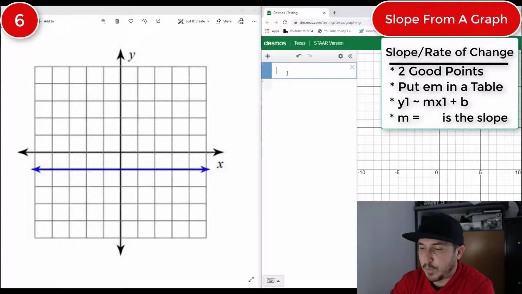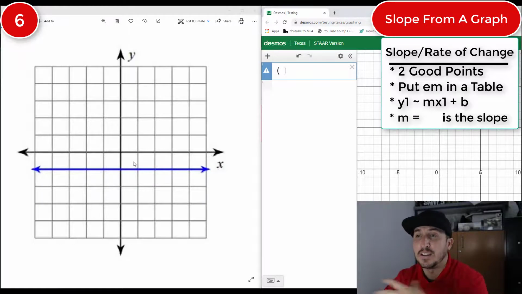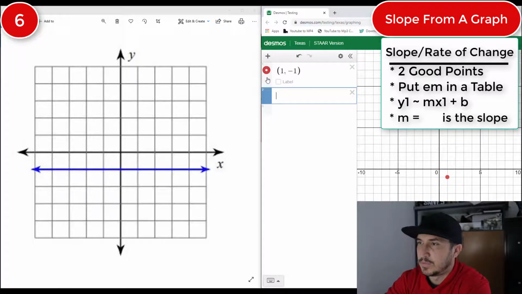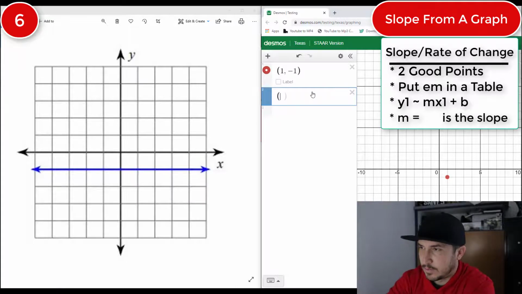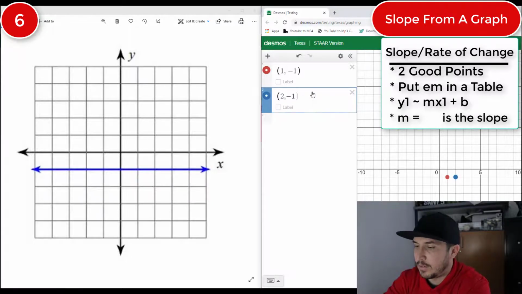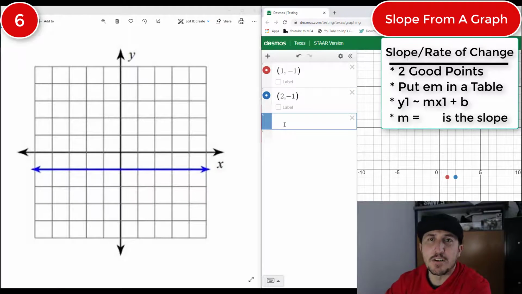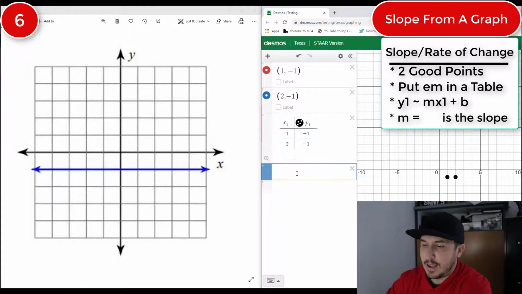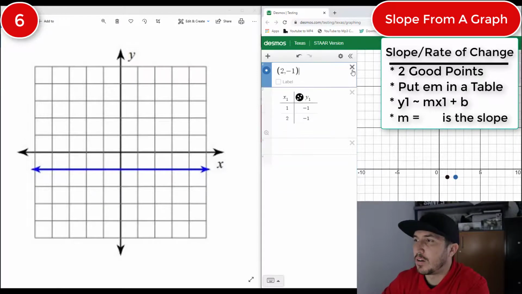Let's go. First point, there's no numbers here. I'm just going to make sure. I'm going to assume that they're all 1s here because there are no numbers at all. So this point is 1, -1. The next point is 2, -1. I got my points in there. Next part is let's put those guys into a table. So I hit the plus sign, table. Let's do 1, -1. Then we go 2, -1. And now I'm ready. I can erase these guys. I don't need them anymore.